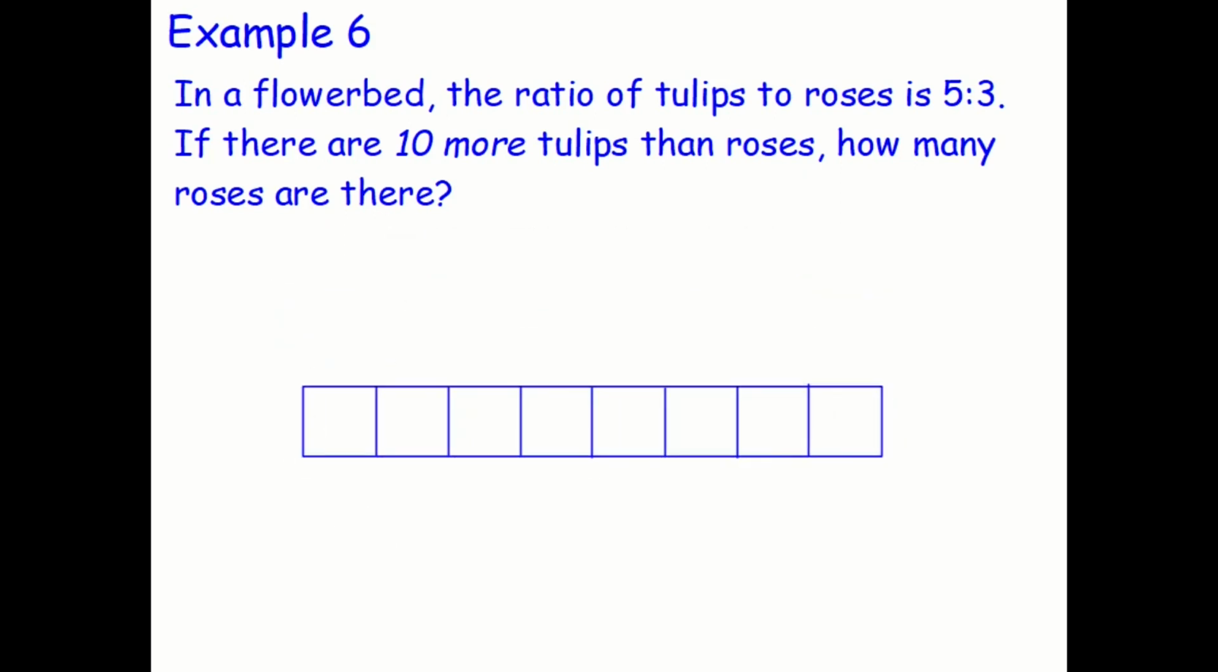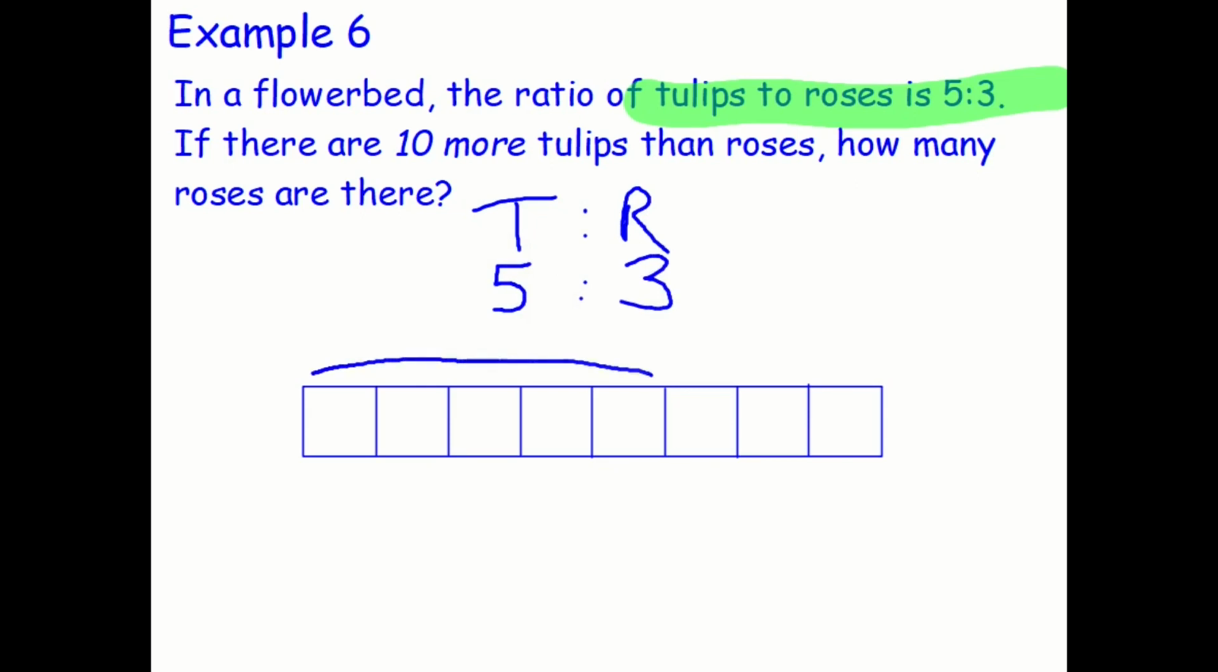But I'm going to apply the same rules. So if I read that the ratio of tulips to roses is 5 to 3, that means these 5 boxes represent tulips and these 3 boxes represent roses. Now, it's crucial that you draw boxes for this type of question. The question says, if there are 10 more tulips than roses, how many roses are there?